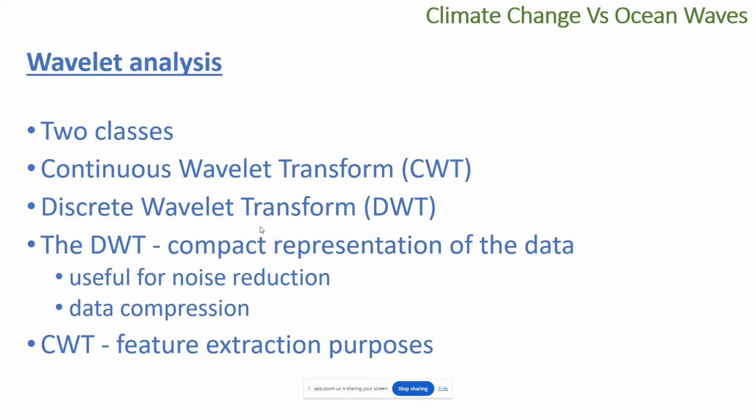In wavelet analysis, there are two main transforms: continuous wavelet transform and discrete wavelet transform. Discrete wavelet transform is said to be useful in data compression and noise reduction, whereas continuous wavelet transform is recommended for feature extraction. So for this purpose, continuous wavelet transform is used.